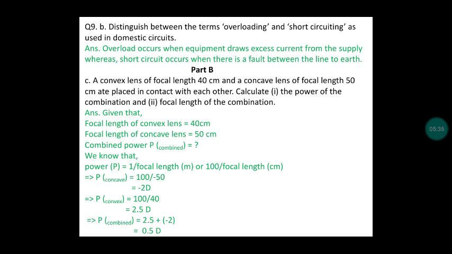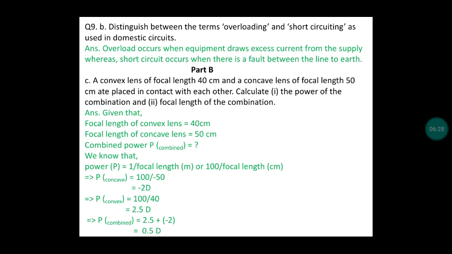A convex lens of focal length 40 cm and a concave lens of focal length 50 cm are placed in contact with each other. Calculate the power of the combination and focal length of the combination. So what is given here? Focal length of convex lens is 40 cm, focal length of concave lens is 50 cm. Now we have to find out the combined power of both lenses. For that we know that power equals 1 by focal length.